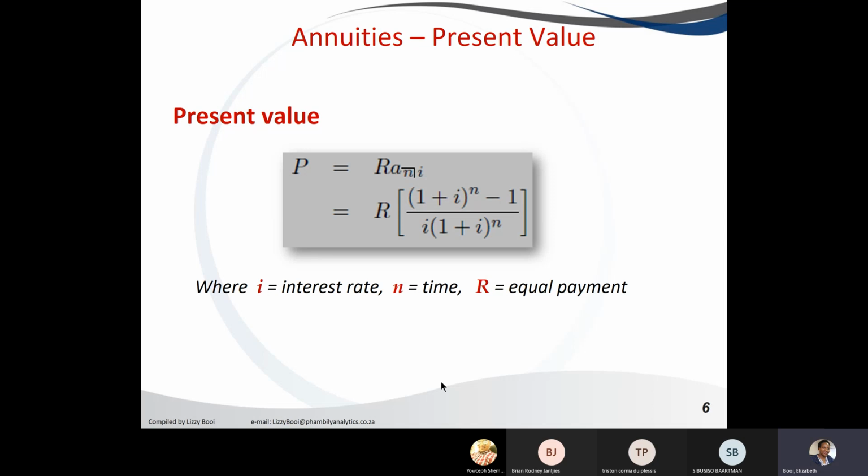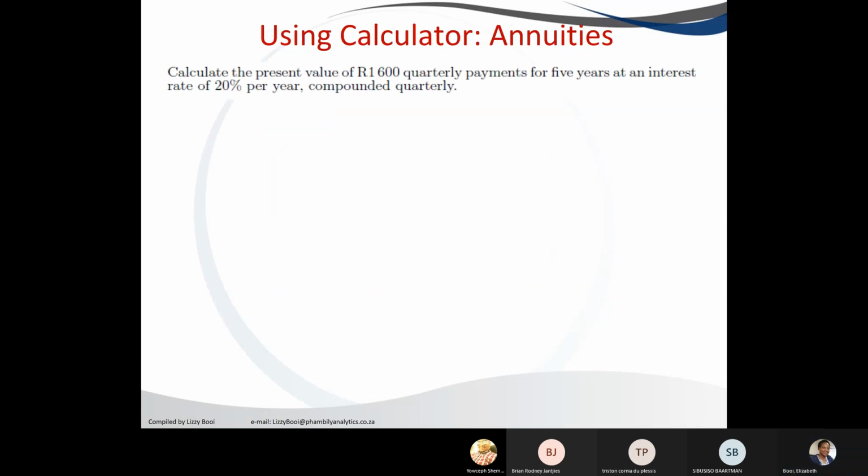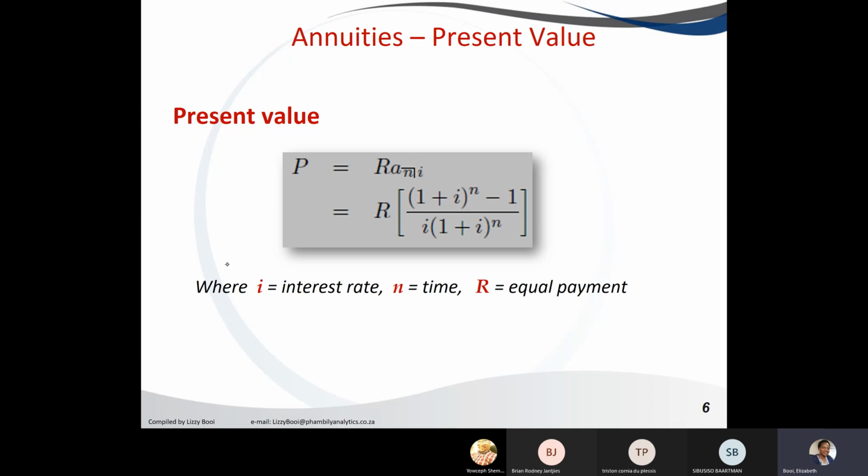And remember that for your annuities, you are always going to divide your interest by the compounding periods, and you're going to multiply your period by the compounding periods. And remember, those compounding periods can be daily, monthly, quarterly, bi-weekly, yearly, or any other form that they want you to divide the year into.